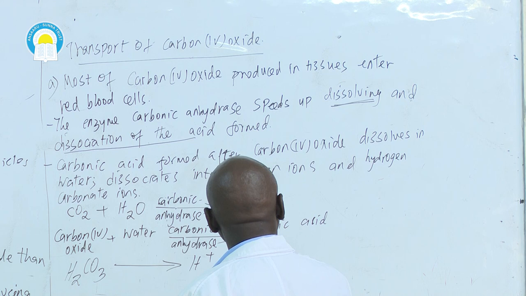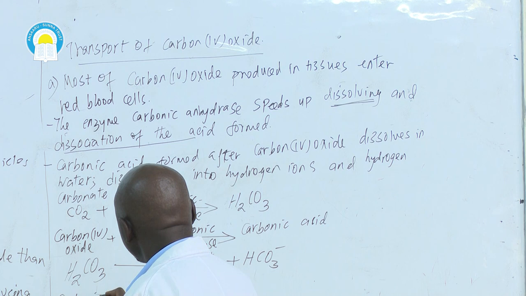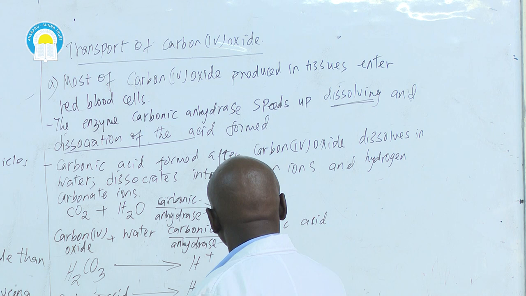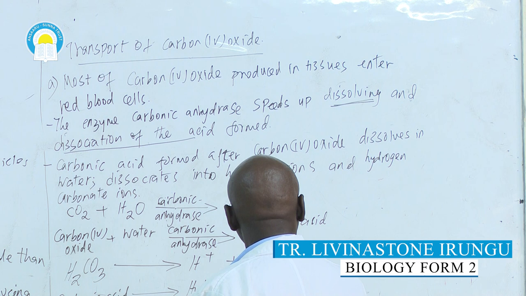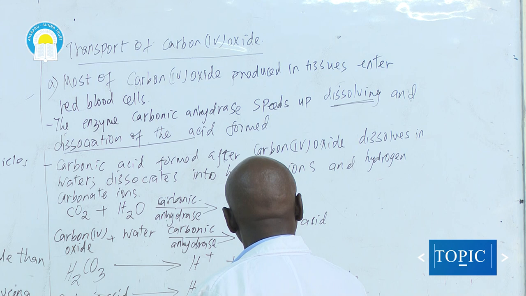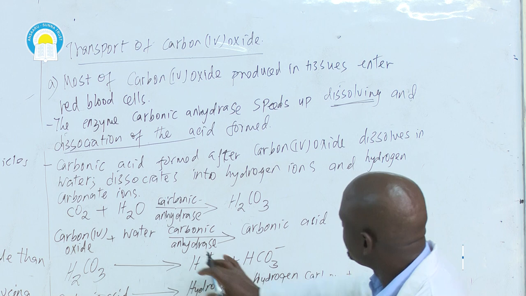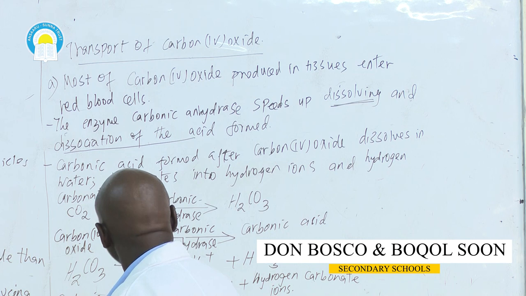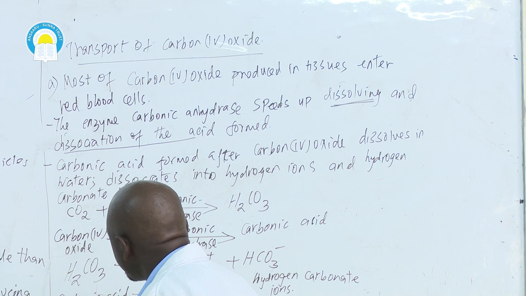So this is the carbonic acid, these are hydrogen ions and hydrogen carbonate ions. After this, what happens? Remember, this is inside the red blood cells. After the hydrogen carbonate ions are formed, they move out of the red blood cells. So hydrogen carbonate ions, now we know that it is written as HCO3. I can write it correctly like that.